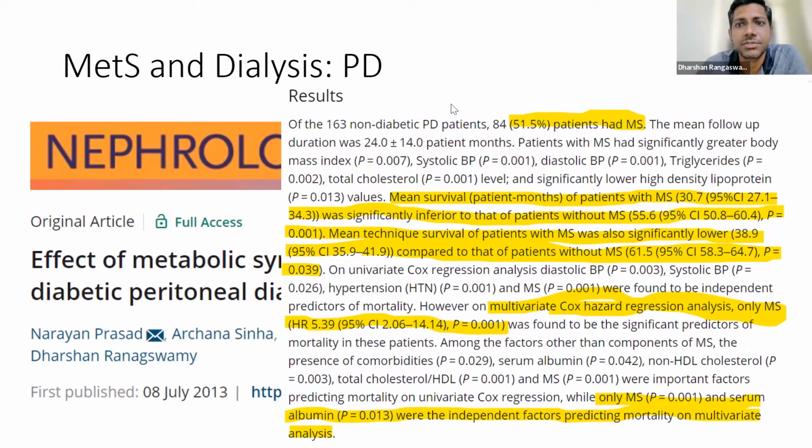Apologies. This paper came out from SGPGI in 2013, which clearly said that more than 50% of PD patients starting peritoneal dialysis had metabolic syndrome, and the mortality was significantly higher among PD patients with metabolic syndrome compared to those without metabolic syndrome. And this was a study in non-diabetic PD patients, which clearly said that metabolic syndrome per se can contribute to the increased mortality.